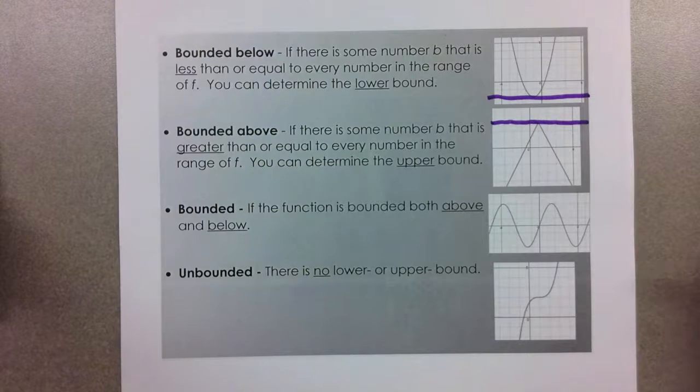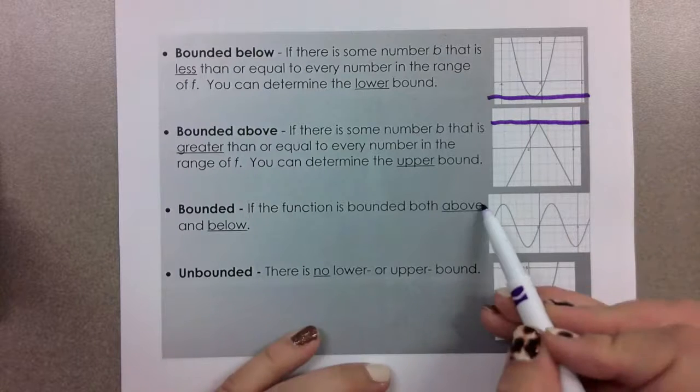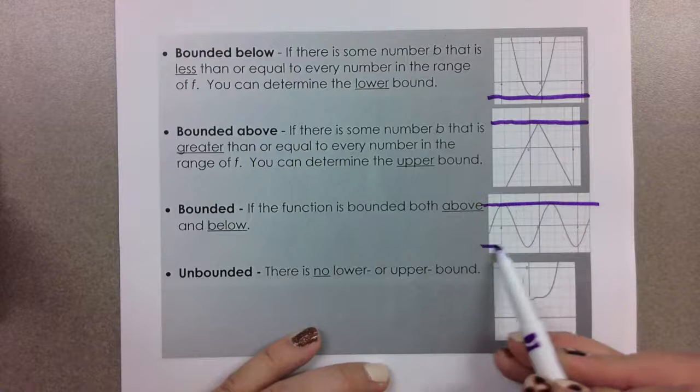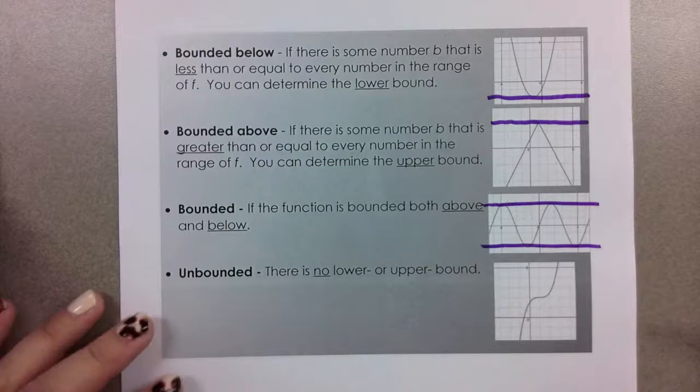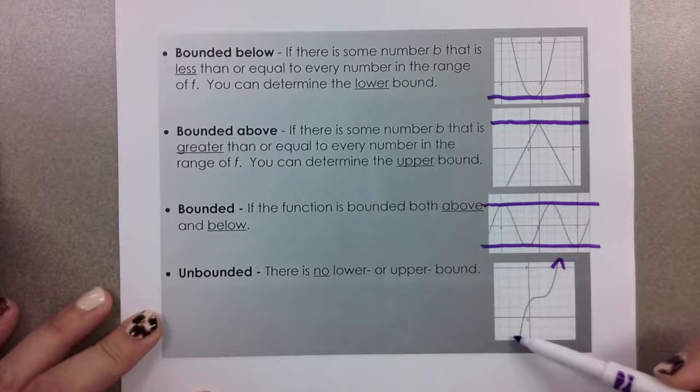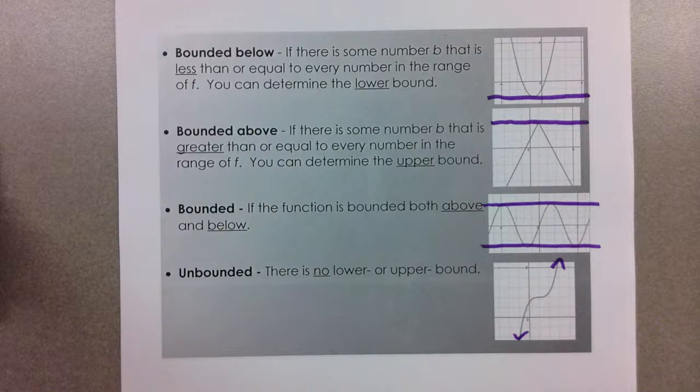If I just say a function is bounded, then it has a bound above and below. This one is bounded from above and below. And unbounded means there's no upper or lower bound. It goes on to infinity in both directions.